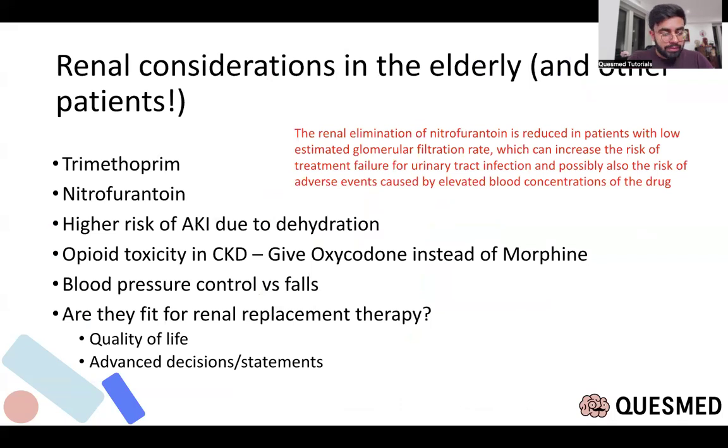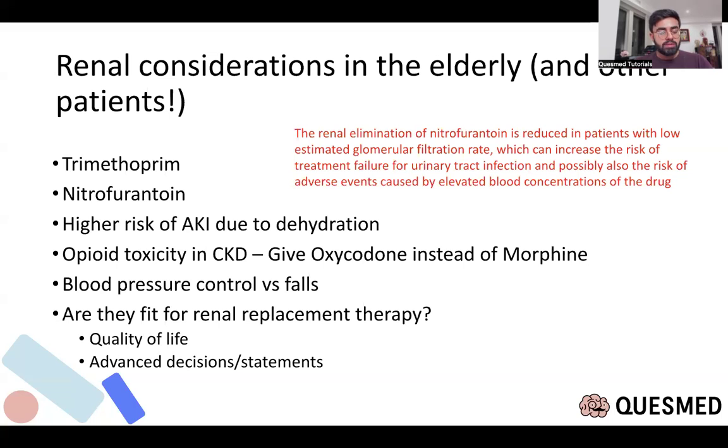And again, we've covered a few medical specialties here. We talked about hematology a bit earlier. We'll talk a bit about renal medicine now. So we talked about trimethoprim. Again, nitrofurantoin, you need to check patients' GFR, their renal function, because it's not always indicated as well, especially if they've got CKD. We've talked about dehydration and how that can increase the risk of AKI in elderly patients.